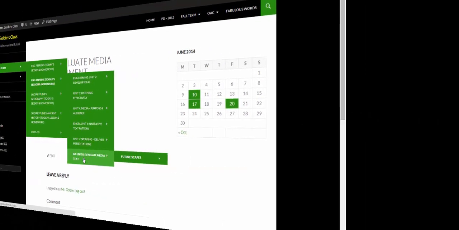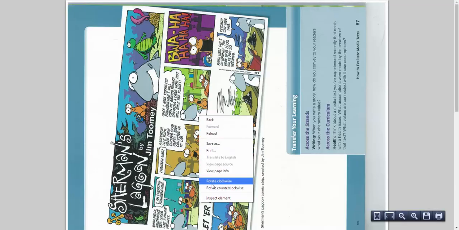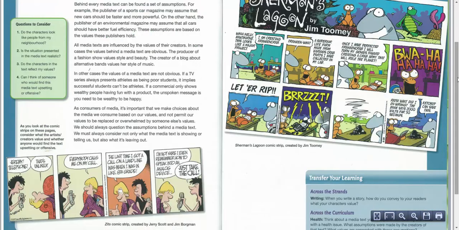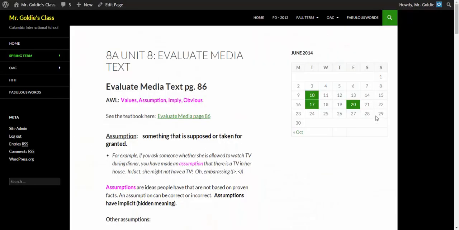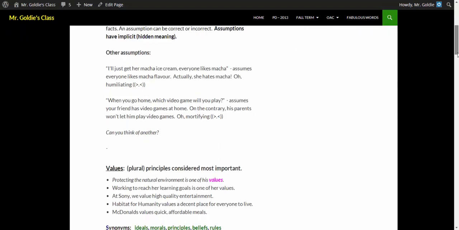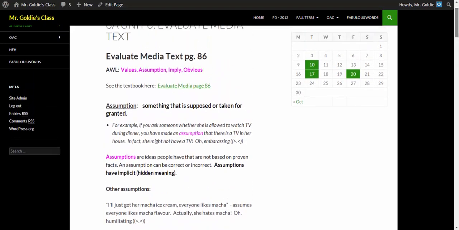and we'll go over some of the vocabulary first. First thing you need to do is look at the AWL words here and add those to your list. Okay. Then you can have a look at your textbook on page 86. It looks like this. Okay. We'll come back to this in a minute. But first, let's look at these words here. Assumption and values. These are going to be the key words for this lesson.